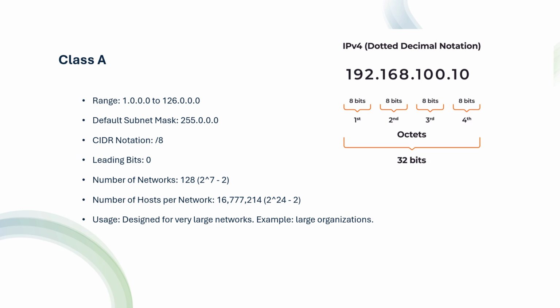The number of networks or addresses that can be given by class A is 128, that is 2 to the power 7, minus 2.